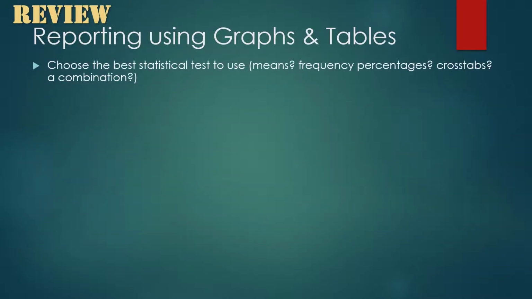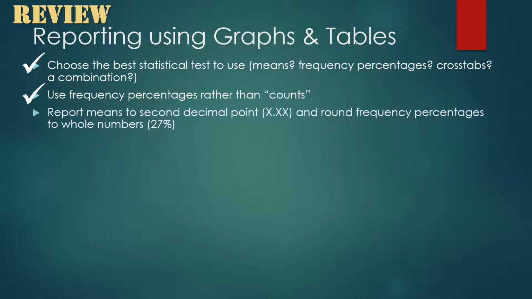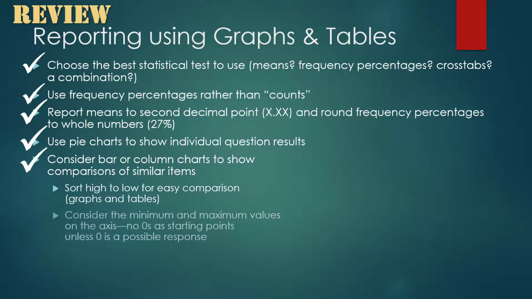Choose the best statistical test to use to show the data. Check. Use frequency percentages rather than counts. Got that. Report means to the second decimal point and percentages rounded to whole numbers. Yep. Pie charts do well for individual question results, while bar or column charts are good to show comparisons of similar items. Check, check. For bar and column charts, sort where possible and consider minimum and maximum values. Got that. One last one.